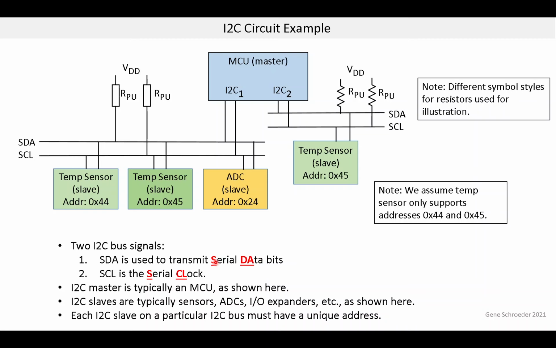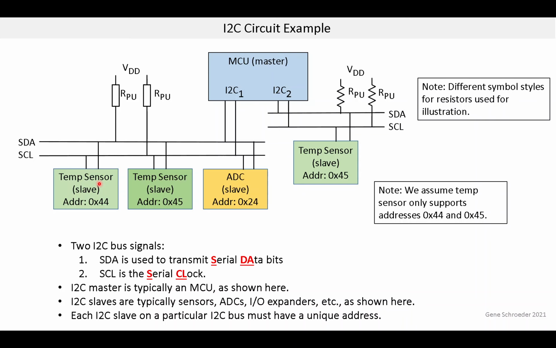And the other signal is the serial clock, and that's where the SCL comes from. We will see later how these signals work. As I mentioned, the I2C master is typically the MCU, and there is only one, and that's what I show here. And I2C slaves are typically sensors, A to D converters, memory, I/O expanders, and so forth. And this is what I show here also.